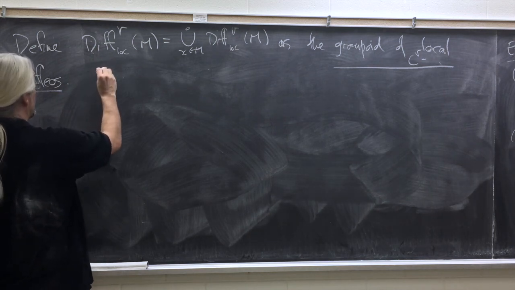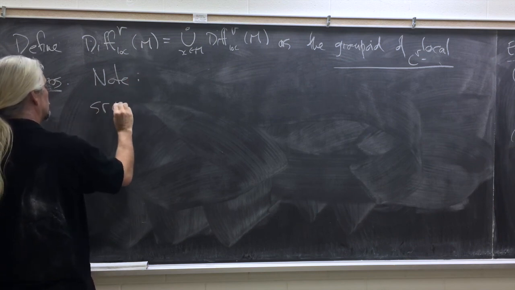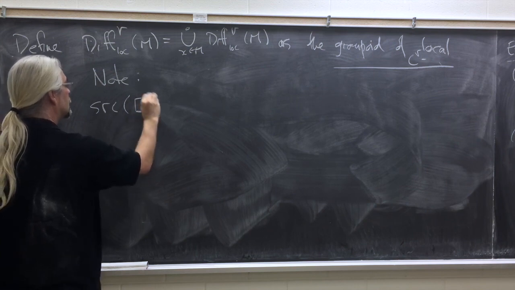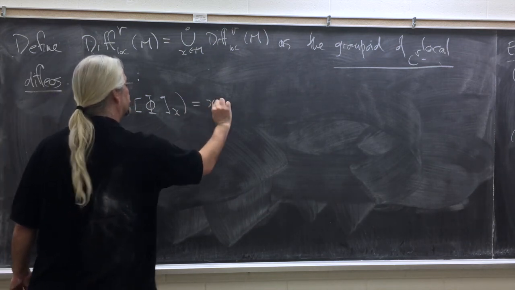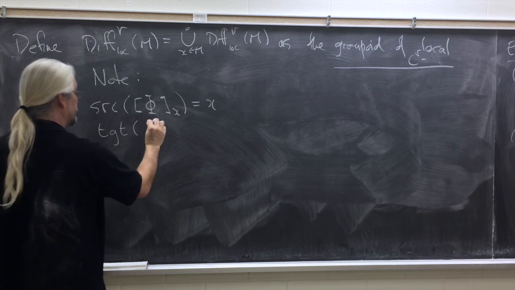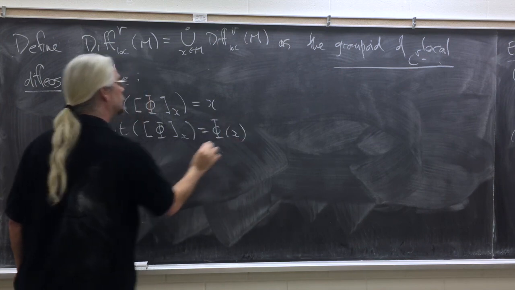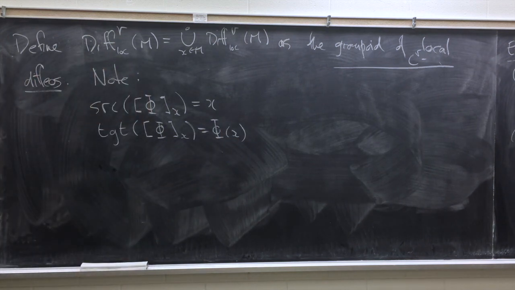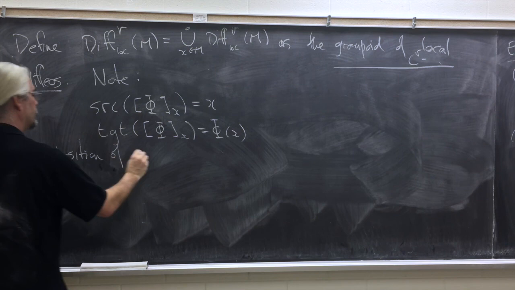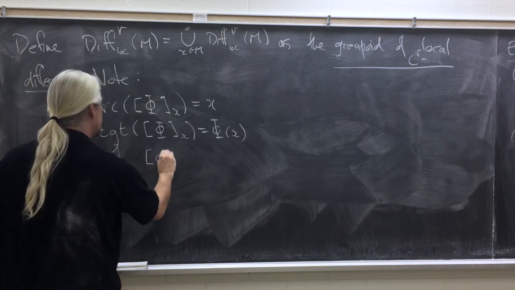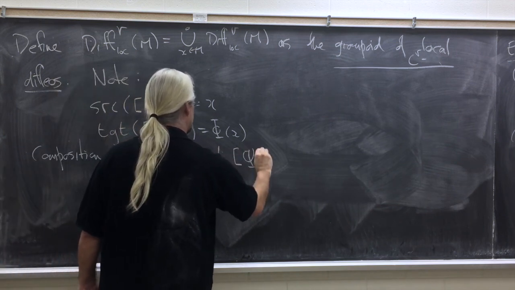So notice that, okay, the source of a germ, okay, will be X, okay, the target of a germ, Phi of X. Okay, and composition of two local diffeomorphisms, Phi of X and Psi Y.